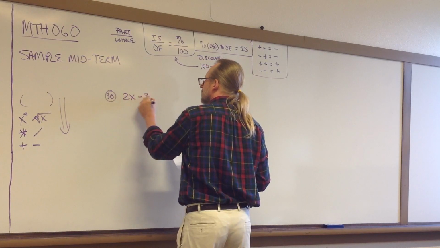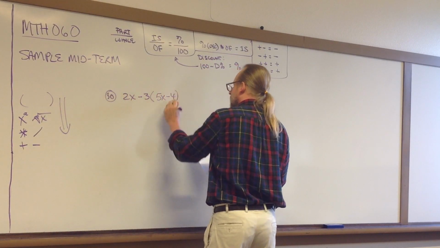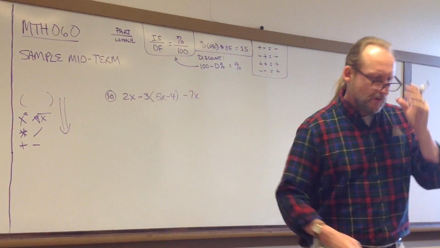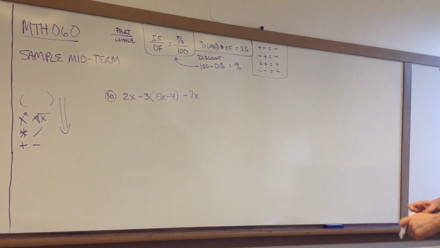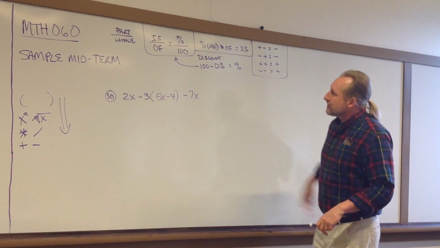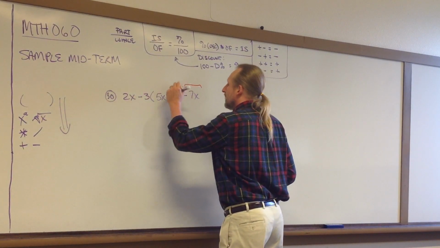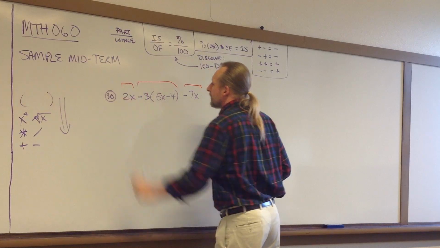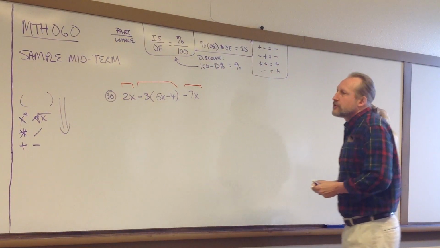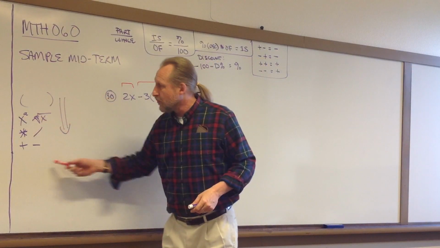2x minus 3 times 5x minus 4 minus 7x. Okay, so I like to think of this in terms of pieces, right? And they're separated by the addition and subtraction signs. We've got 3 pieces. This one and this one we don't really need to worry about or do anything with for right now. We want to follow the same order of operations.